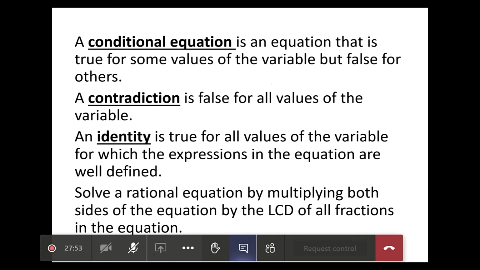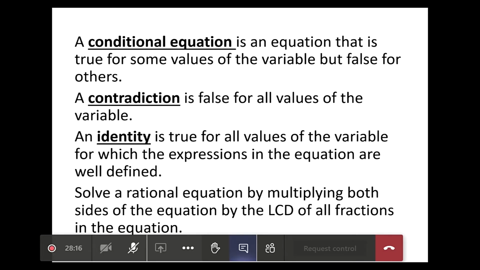We have 3 types of equation. In general, we have 3 types of equation. Okay, we have conditional equation, we have contradiction, and we have identity. What's the difference between these types?